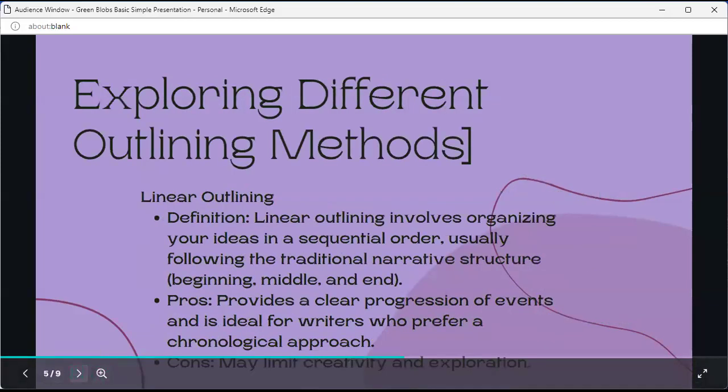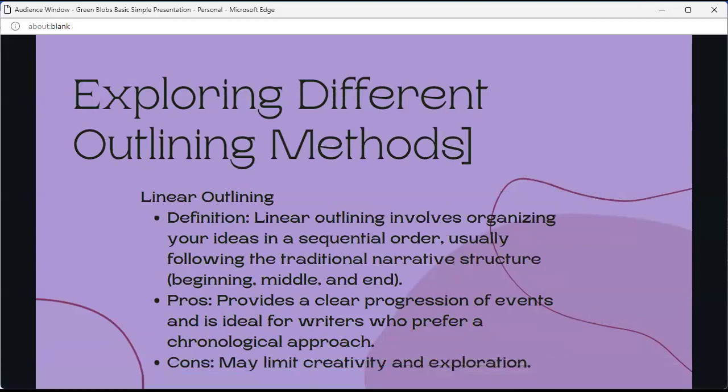Let's explore different outlining methods. One outlining method is the linear outline. Linear outlining involves organizing your ideas into sequential order using the traditional narrative structure: beginning, middle, and end. The pros are it's a clear progression of events and ideal for writers who prefer a chronological approach. The cons are it may limit your creativity and exploration.